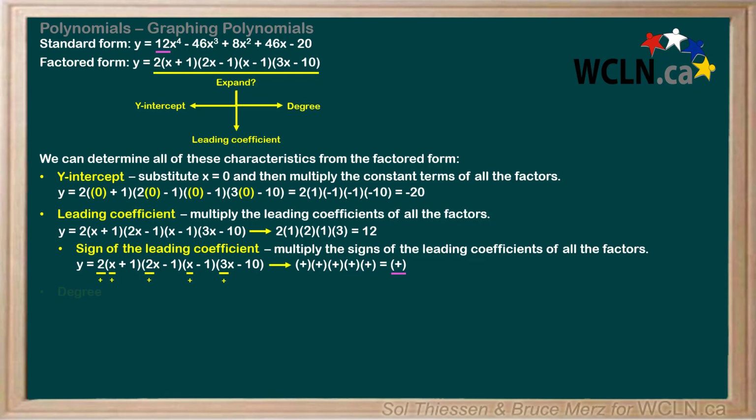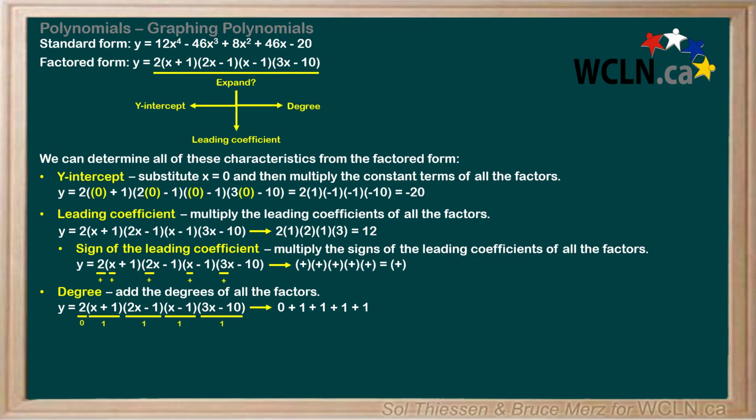Finally, we can determine the degree if we add the degrees of all the factors. For this example, we have one factor of degree 0 and the rest are of degree 1, giving us 0 plus 1 plus 1 plus 1 plus 1, which is equal to 4. Once again, this matches with the degree we can observe in the expanded form above.